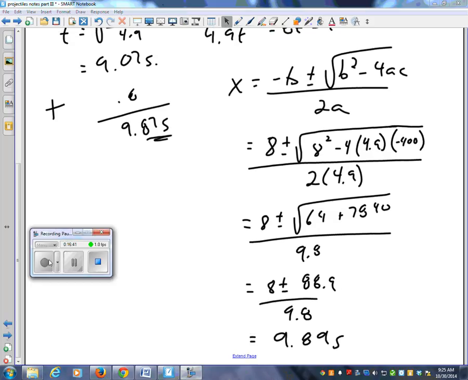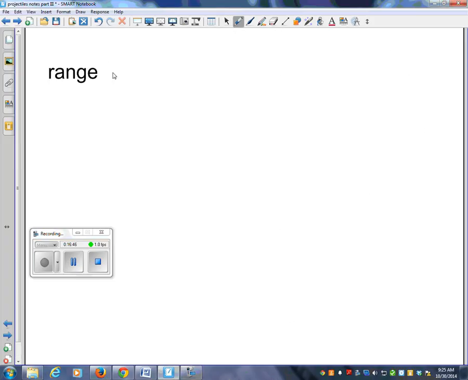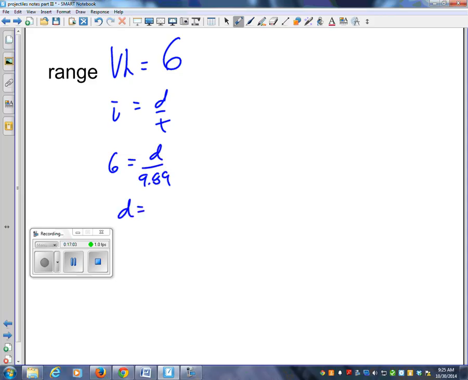Total time of flight is this 9.89 or 9.87. How do I get range? Range is always easy. Always. Because why? Because the horizontal component stays the same. Is it 6 in this particular question? I think so, right? v bar equals d over t. 6 equals d over my time. Let's use the 9.89, the elegant version of the time. And I get 59.3 meters is where it lands. 59.3 meters out. If you're going to put a little kiddie pool of water out there that you want it to land in, you better put it in 59.3 meters.